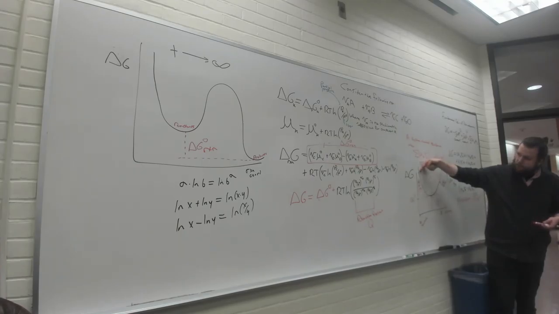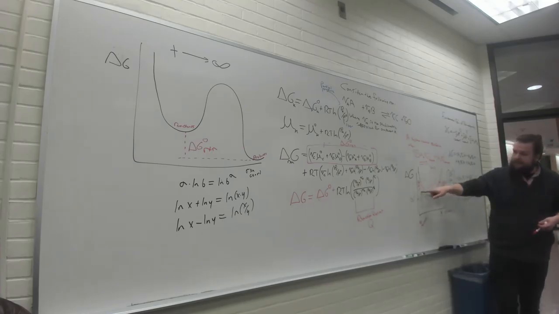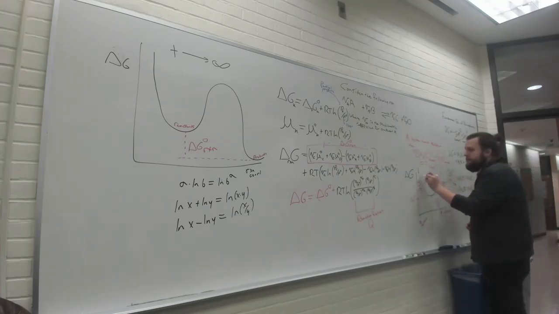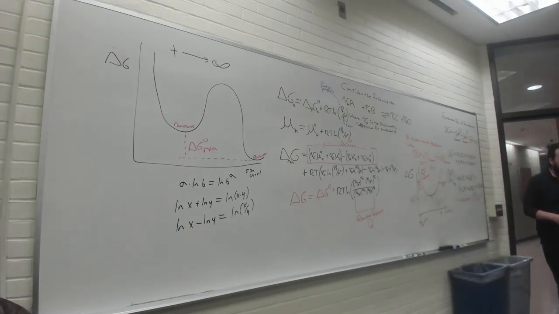So that means that at this point, the system wants to continue to react because G decreases as X increases. So X increases, the Gibbs energy decreases, and that means it's less than zero, which means further reaction, forward reaction, is spontaneous. The slope is negative. That means as you go through the reaction, the Gibbs energy decreases, and we know that a negative Gibbs energy change is a spontaneous change.